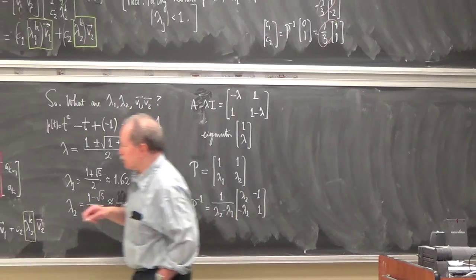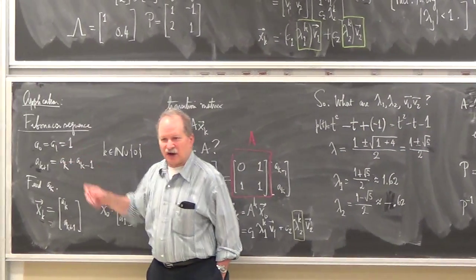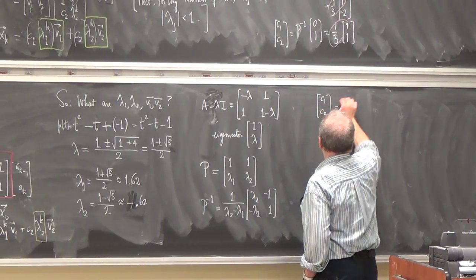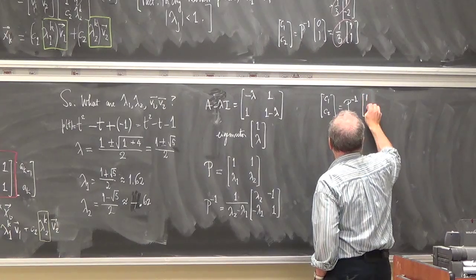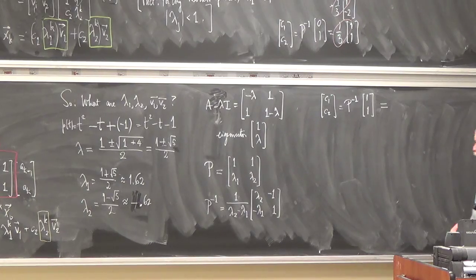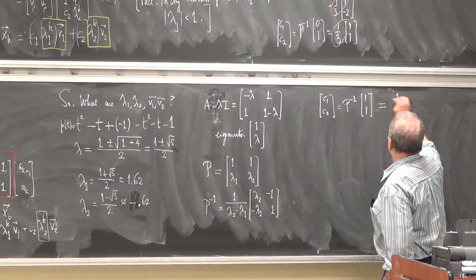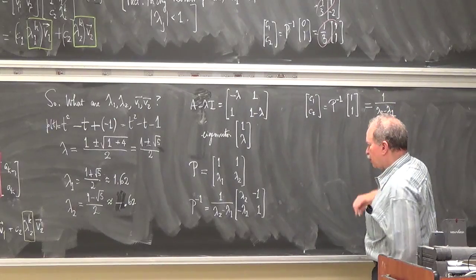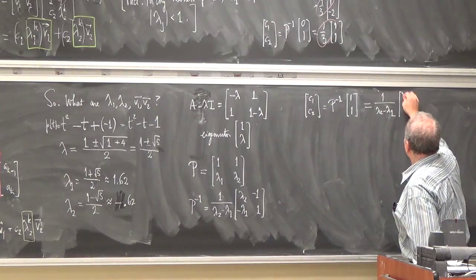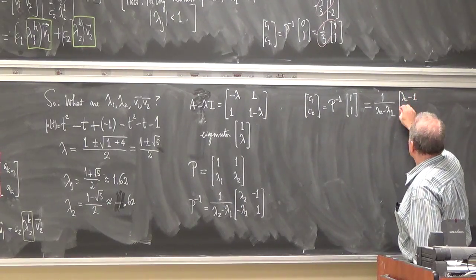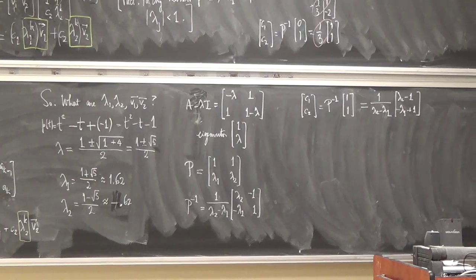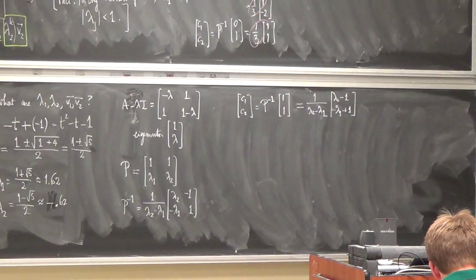Now my initial vector, x naught, was (1, 1). So if I want to find my constants, I'm supposed to take P inverse times my initial vector, which is (1, 1). So what do I get when I do that? I get 1 over lambda 2 minus lambda 1, and then the sums: lambda 2 minus 1, and negative lambda 1 plus 1. So those are my constants.